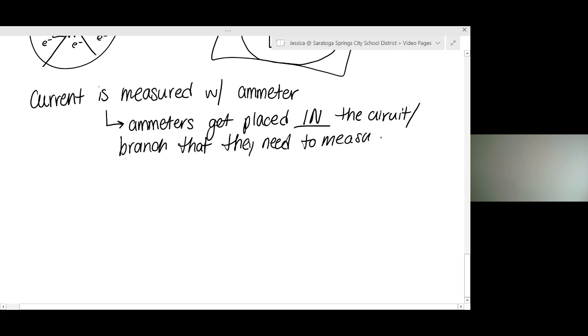Okay, so voltmeters go around the element. Ammeters just get placed in the circuit. So you can kind of think of it as they need to be placed next to the element.